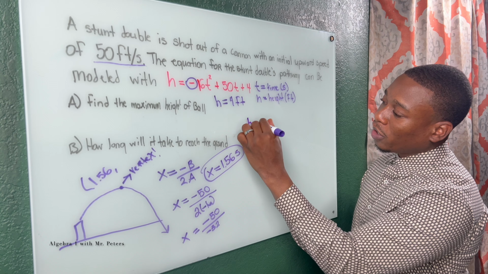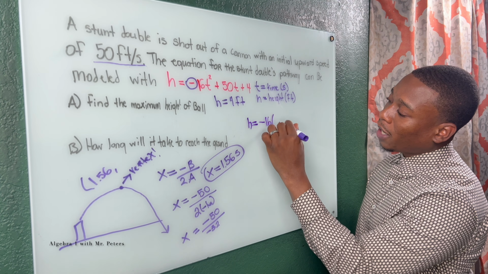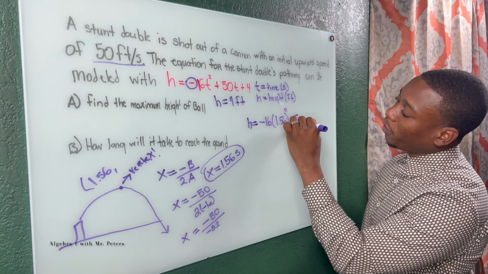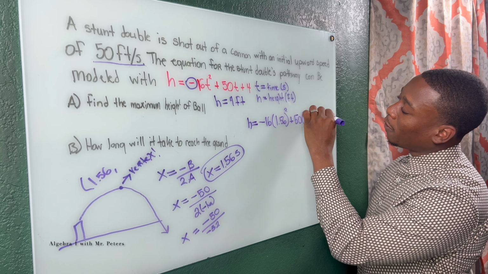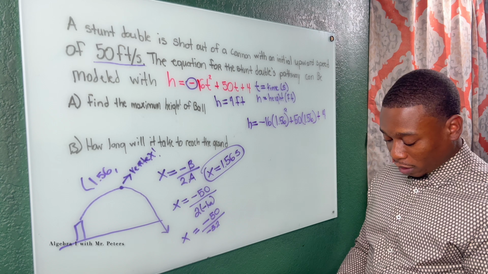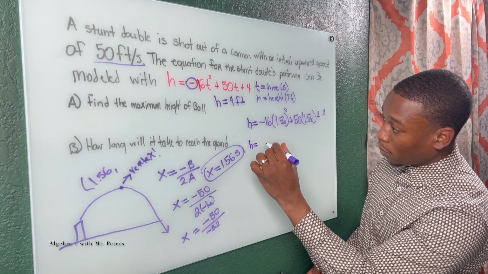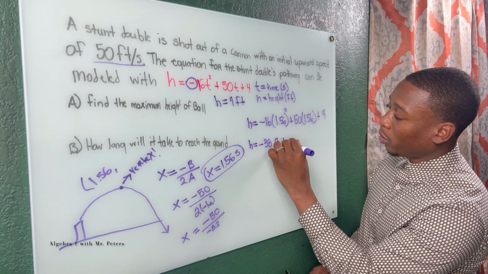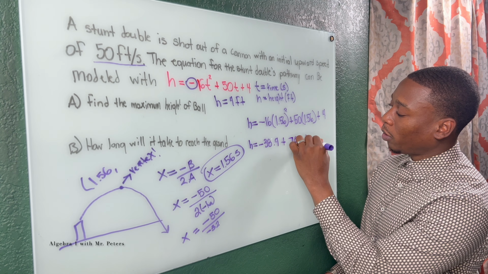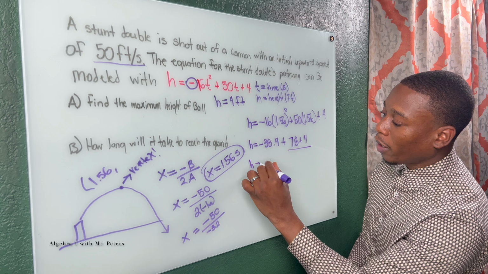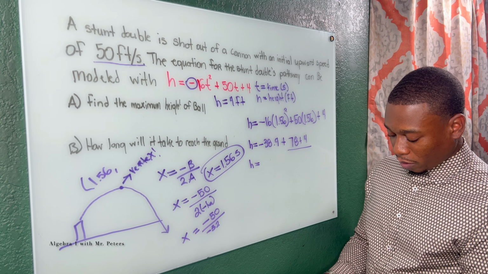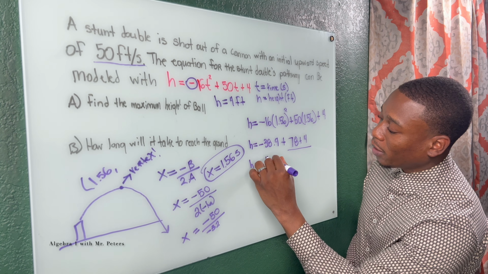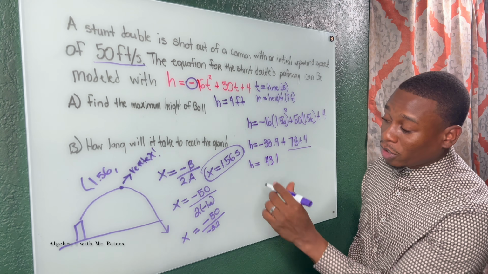So now we have h is equal to negative 16 times 1.56 squared plus 50 times 1.56 plus 4. And now we're just going to clean this up. So h is equal to negative 38.9 plus 78 plus 4. So now once we clean this up, we're going to have h is equal to negative 38.9 plus 82. We're going to get h is equal to positive 43.1. So this is the answer.